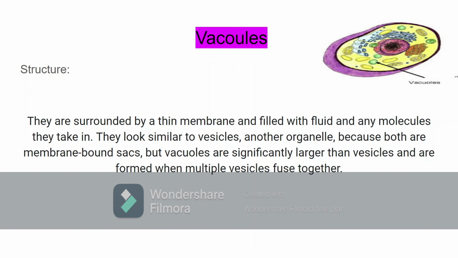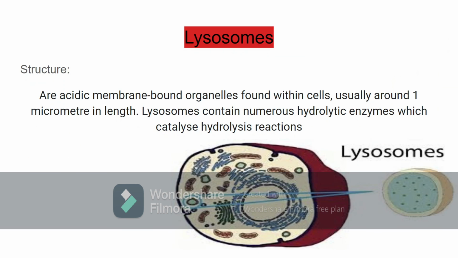Vacuoles are surrounded by a thin membrane and filled with fluid and any molecule they take in. They may look similar to vesicles, another organelle, because both are membrane-bound sacs, but vacuoles are significantly larger than vesicles and are formed when multiple vesicles fuse together.